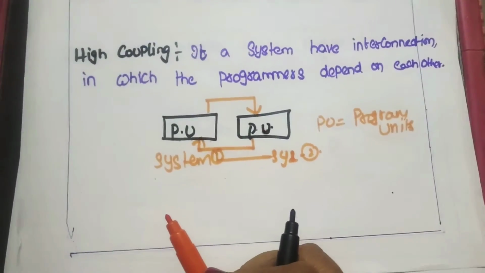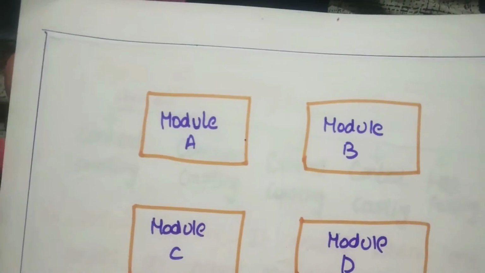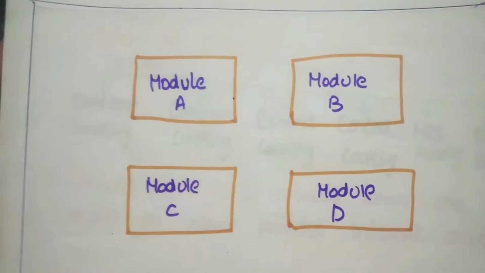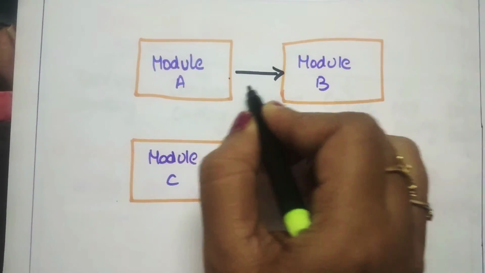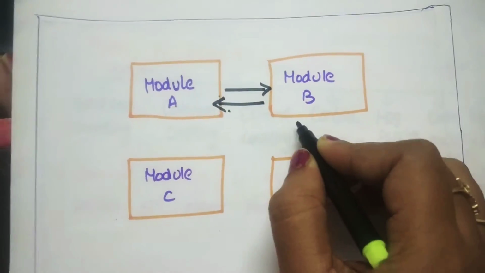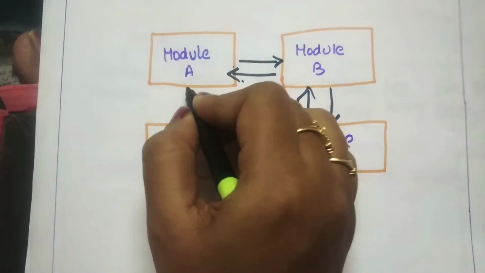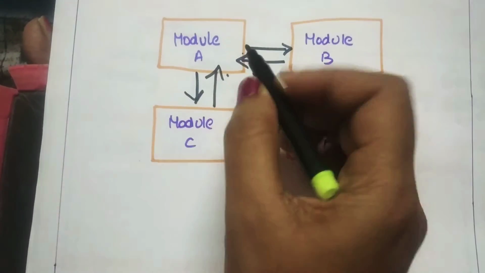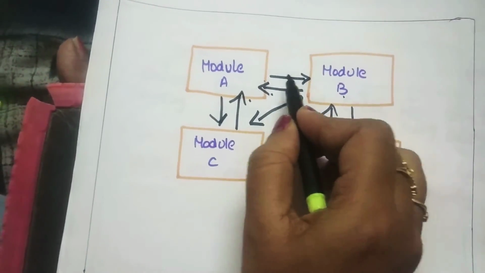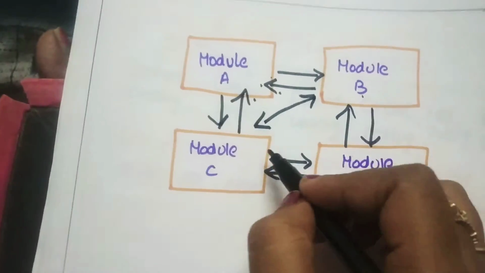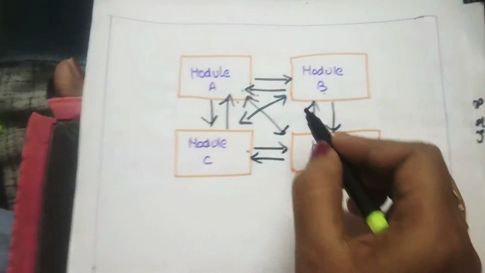So let us take the pictorial representation. The first one has module A, module B, module C and module D. So what does dependency mean? See here, this is called dependency. One depends upon the other. Module A depends upon module B. Module B depends upon module A as well as module C. Likewise, module A depends upon module D.